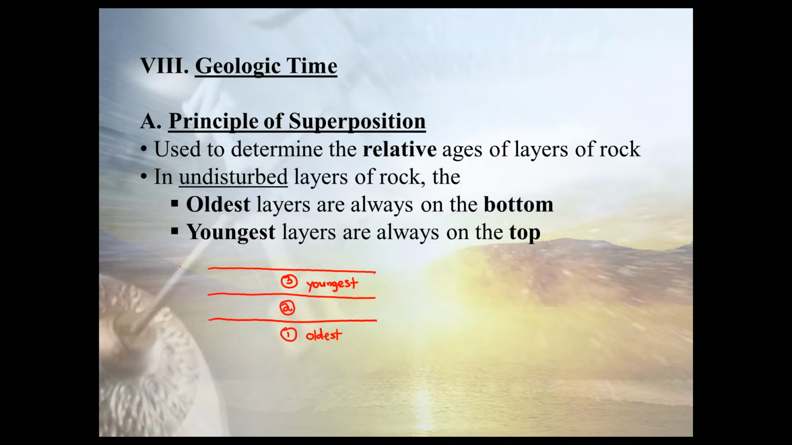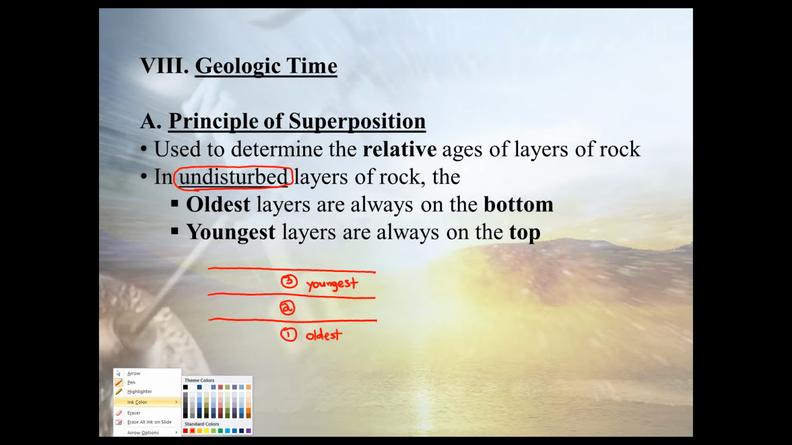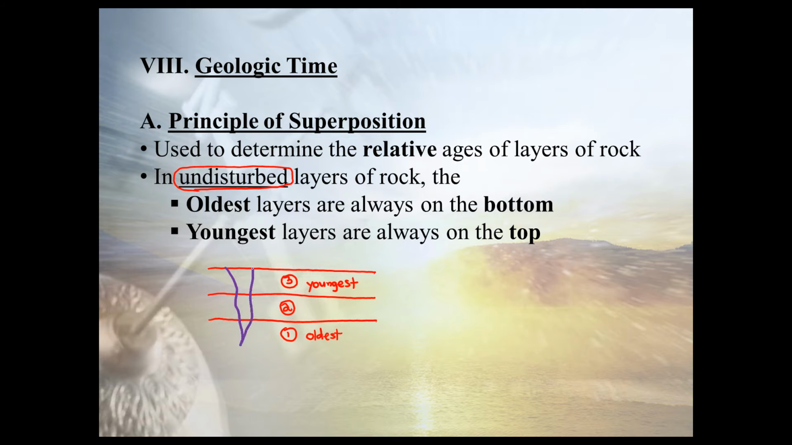This is only true if the rock layer is undisturbed. So for example, this rock layer could get disturbed. We could have an earthquake occur, and we have a fault line. So there's a big break in the rock. Big break in the rock here. And then a bunch of sediments kind of come in and they fill this little break up. We'll call this number 4.